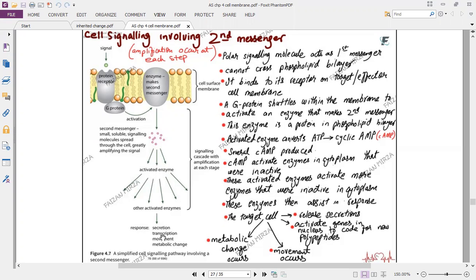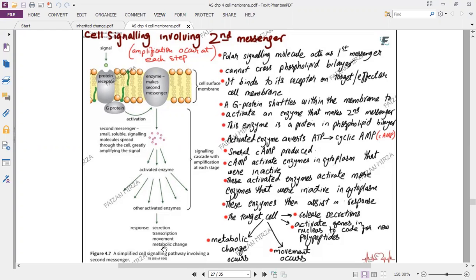Transcription just switches on certain genes which initially were silent, so it will start producing a certain protein, or the cell will start to perform some kind of movement of vesicles within the cell, or the cell will start to move by itself, for example muscle contraction, or probably a metabolic change can occur. Metabolic change involves a change in the metabolic reactions.